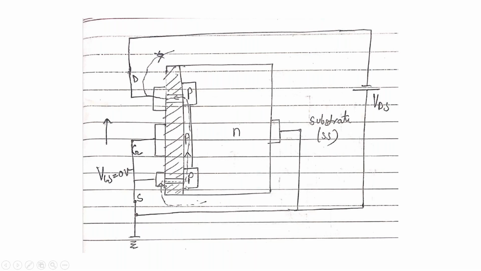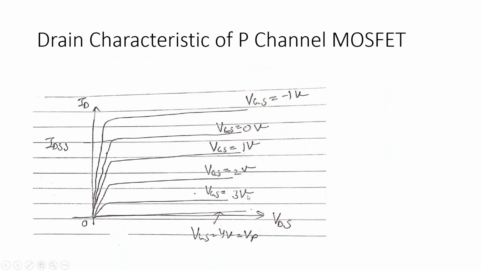Its working is opposite to that of the N-channel. With positive VGS, ID will decrease. When we apply negative VGS, it will attract holes, meaning the available free holes for conduction will increase. Thereby ID will increase. So by applying positive VGS, ID will decrease, and by applying negative VGS, ID will increase. This is the characteristic.